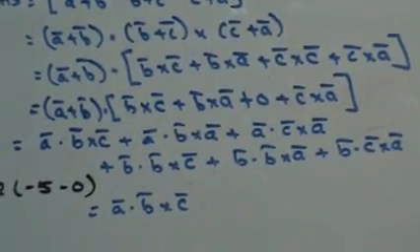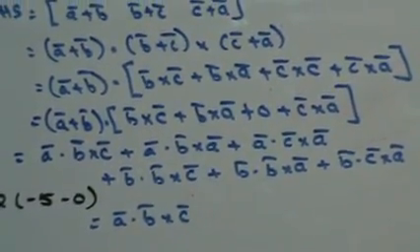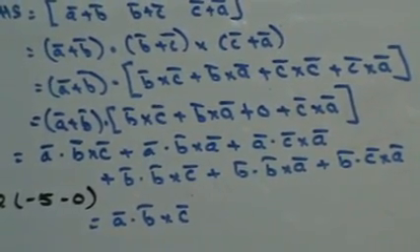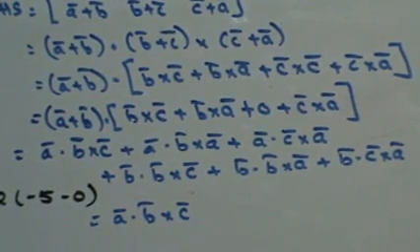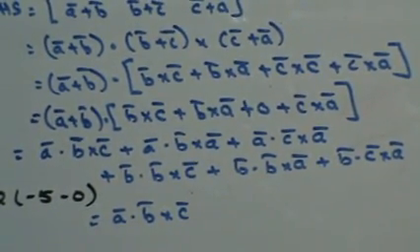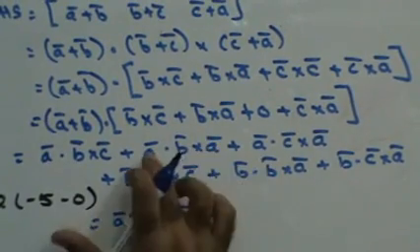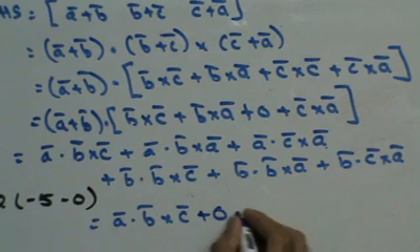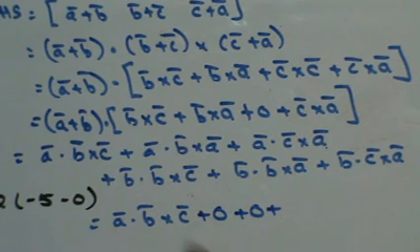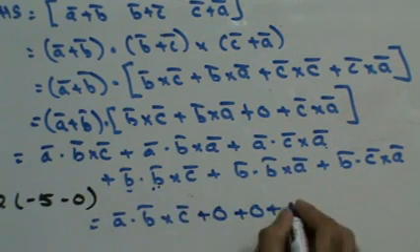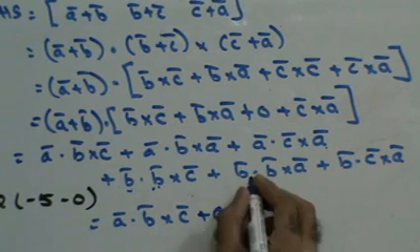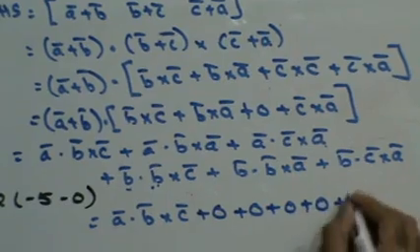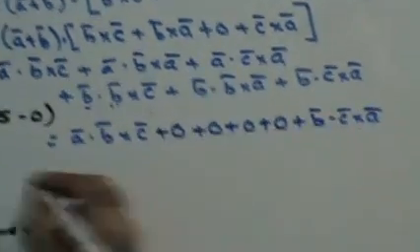Now in scalar triple product, if two vectors are identical, then the value of scalar triple product is 0. Look at this, two vectors are identical here, therefore scalar triple product is 0. The same holds for the other identical-vector terms. What remains is B dot C cross A.